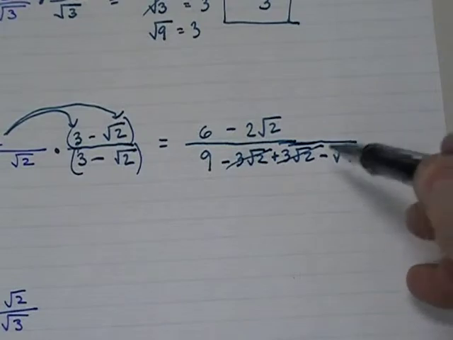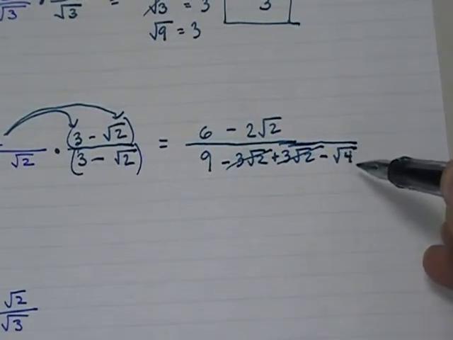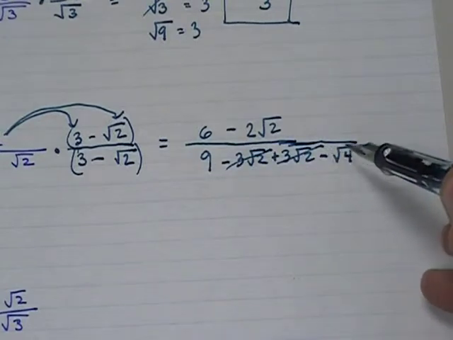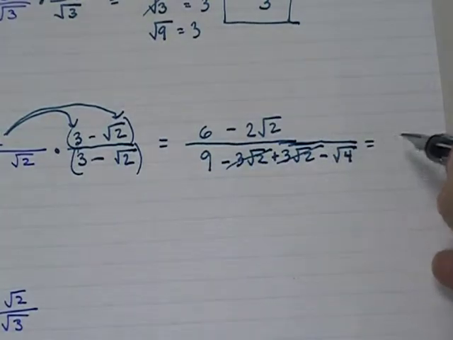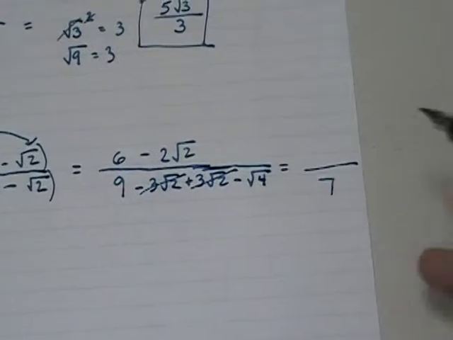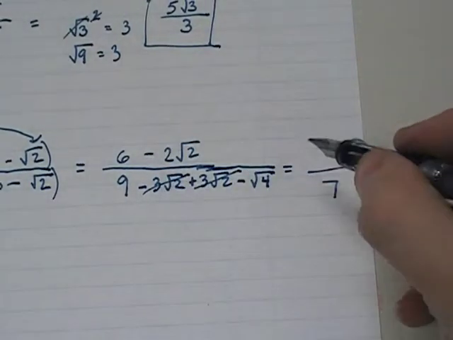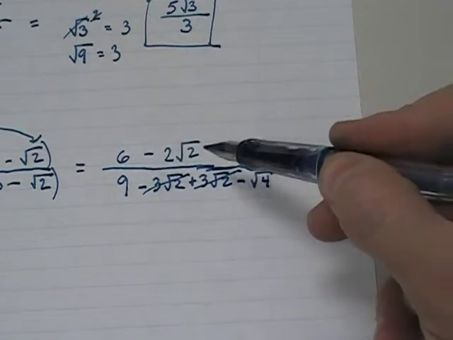How about here? Well, what's the square root of 4? This is 2. So really, in the denominator, we end up with 9 minus 2. Well, what is 9 minus 2? 7. Oh, well, that's pretty easy. And then the top pretty much remains unchanged, would be 6 minus 2 root 2.